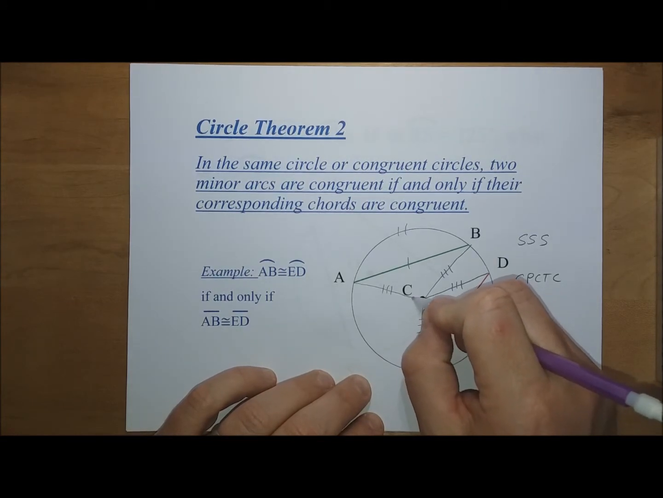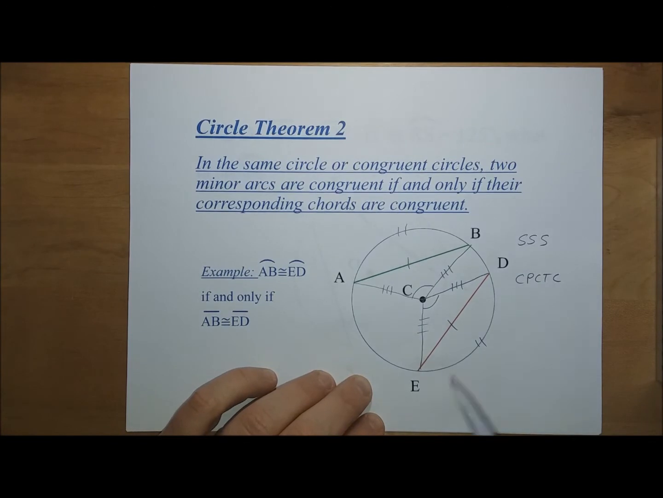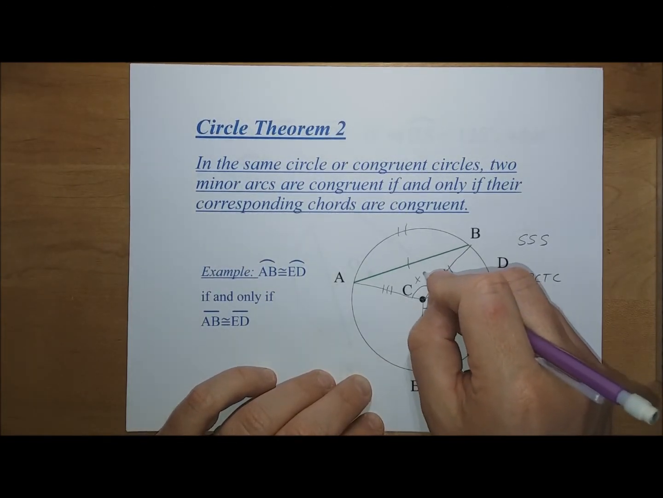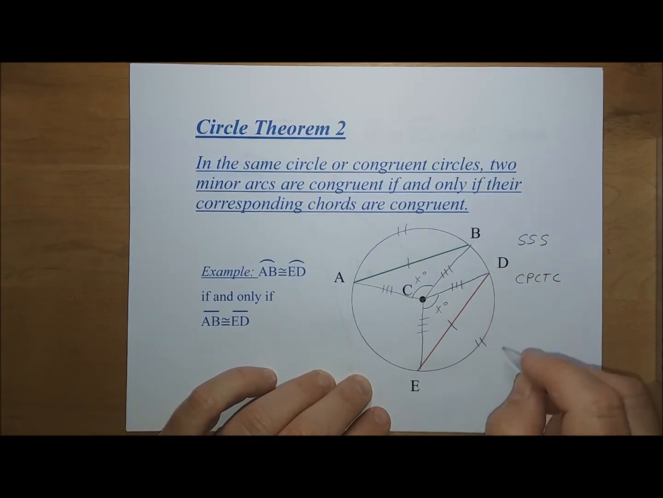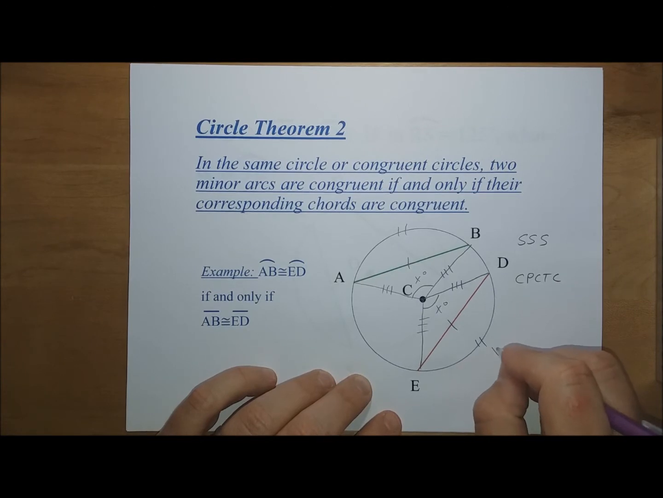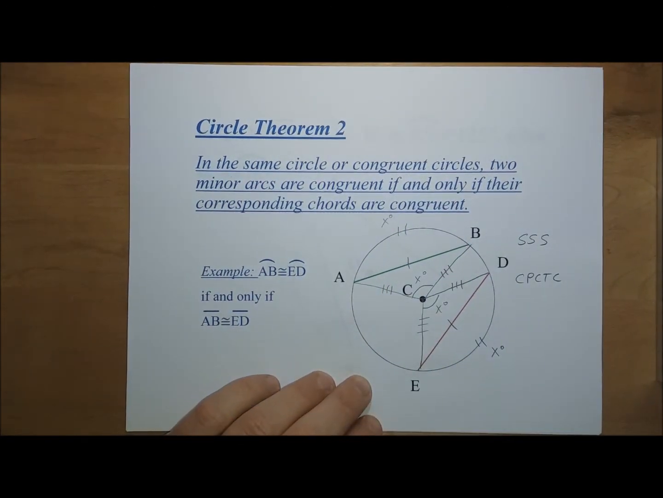And that tells us that the central angles of each of these triangles are going to be congruent. And if these central angles are the same, let's say this one measures x degrees, then this one measures x degrees, and that means that this arc out here measures x degrees because all arcs have the same measure as their central angle.